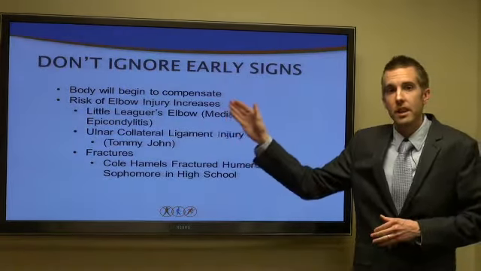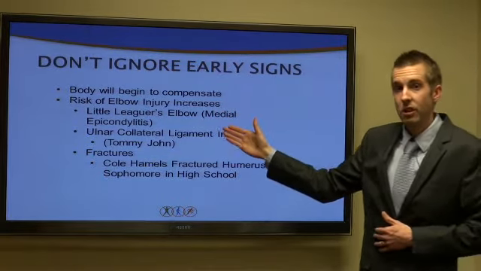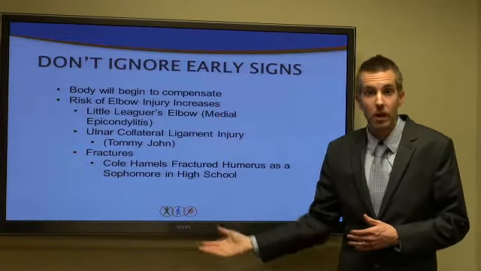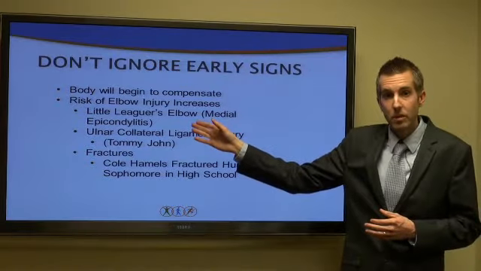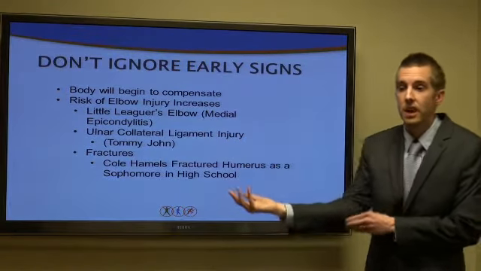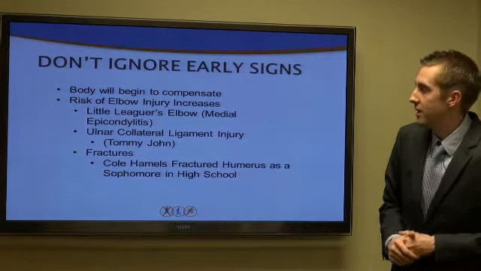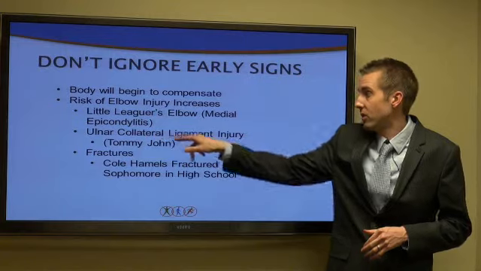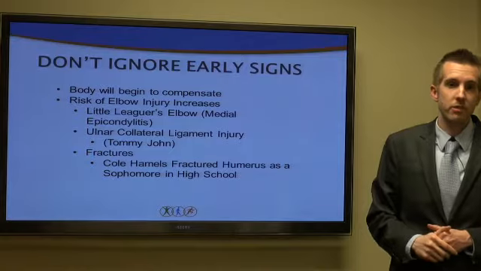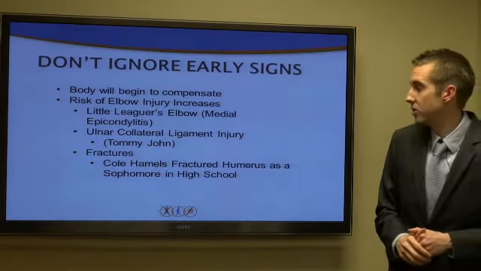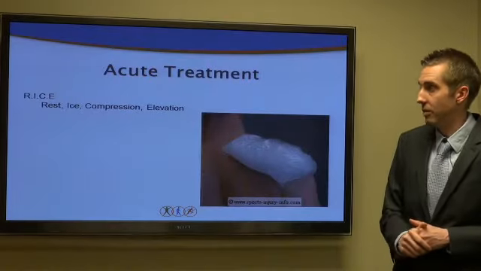What will happen is the shoulder will now be injured, but then you're also going to apply additional stress to your elbow or to other body parts. The most common is Little Leaguer's elbow, medial epicondylitis. It's inflammation there on the inner aspect of the elbow. Tommy John surgery is for a tear of that ulnar collateral ligament. And for those of you who may not be aware, Cole Hamels actually fractured his growth plate as a sophomore in high school while throwing. And I can almost guarantee there were some early signs and symptoms that he ignored to play.